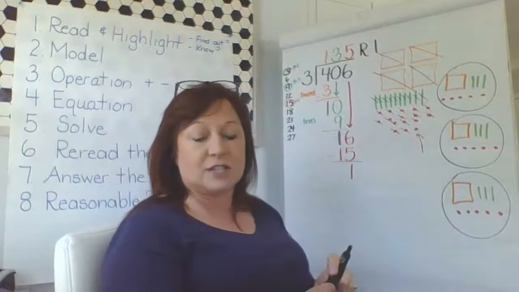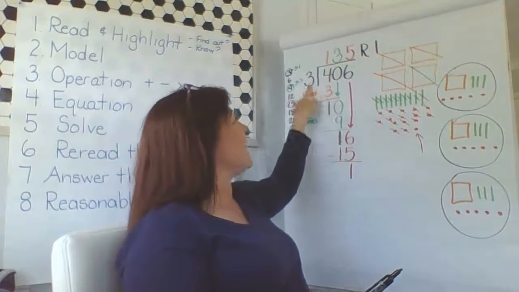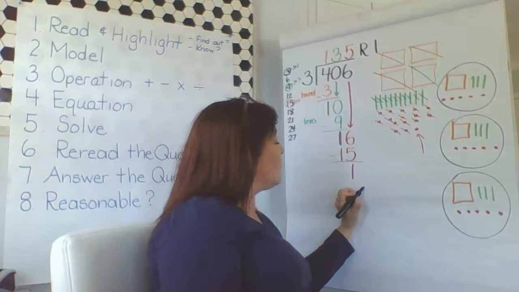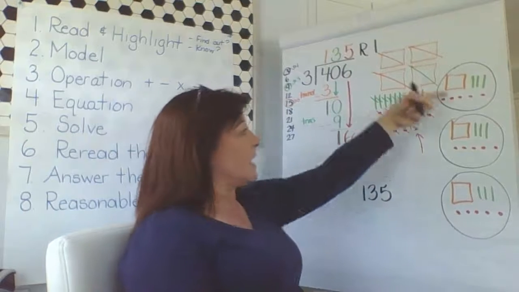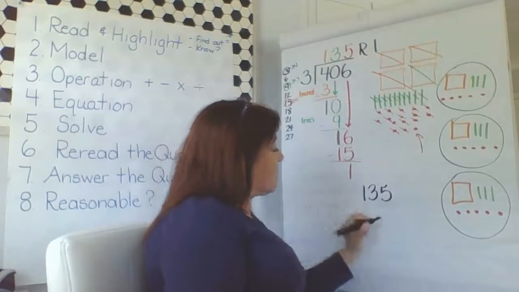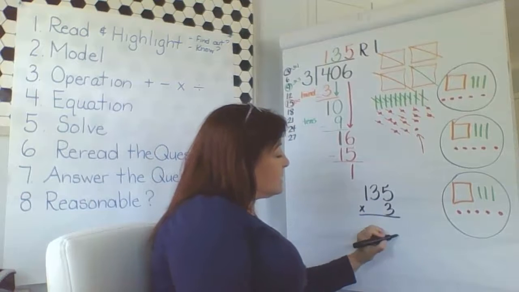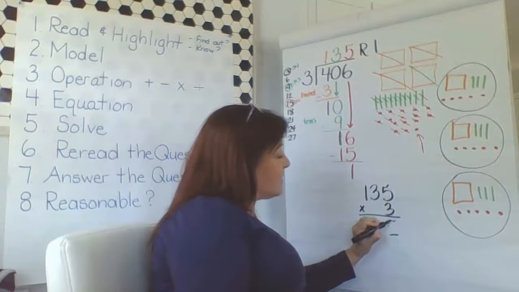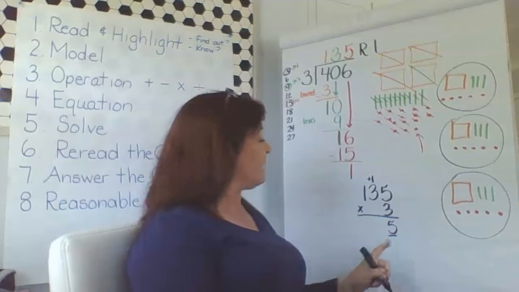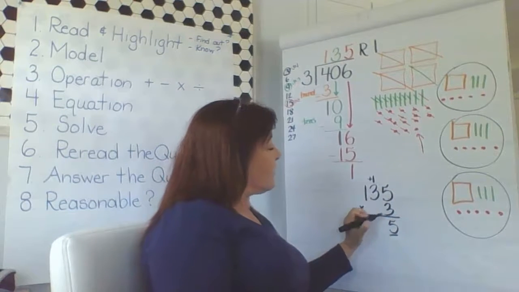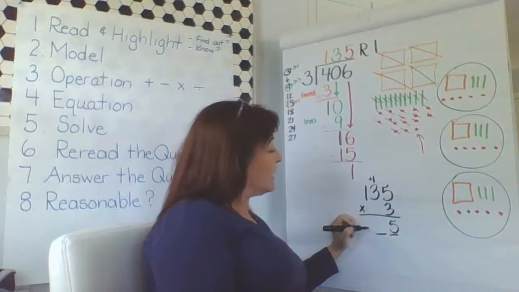Don't forget to check your work. Remember, quotient times divisor. So quotient was 135, that's what I put in each group, times the 3 groups, which is my divisor. Ones by ones make ones. 3 times 5 is 15. That's 1 extra ten and 5 ones. Tens by ones makes tens. 3 times 3 is 9, plus 1 more is 10.